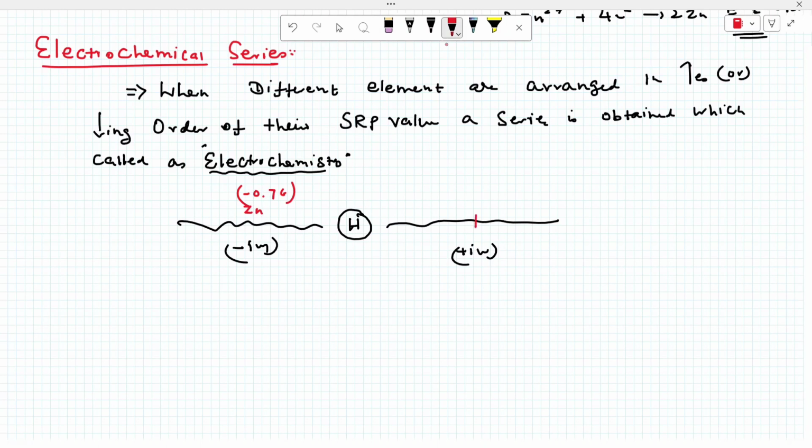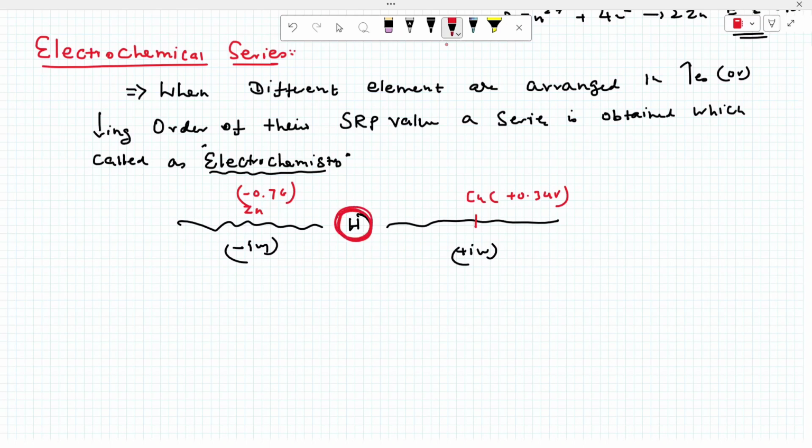If we take copper here, the copper value is plus 0.34 volt. Now tell me, copper and hydrogen, which undergoes oxidation and which undergoes reduction? Hydrogen undergoes oxidation. Reduction will take place at copper, oxidation at the anode, so oxidation takes place at hydrogen. Now you understand, right? This hydrogen SHE can act as both anode as well as cathode.